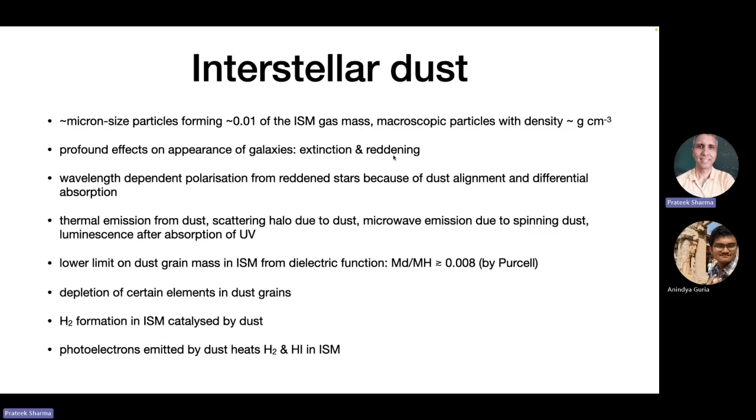So dust causes extinction and reddening. What is extinction? Extinction is dimming, basically. If you have a background source of light and there is dust in the intervening medium, dust can absorb radiation, and dust can scatter radiation out of the beam. So absorption plus scattering is extinction. There is a difference between absorption and scattering. In absorption, the photon is lost. In scattering, the photon is thrown out in another direction. But from the beam of photons coming towards you, both of them remove photons. So both of them cause extinction.